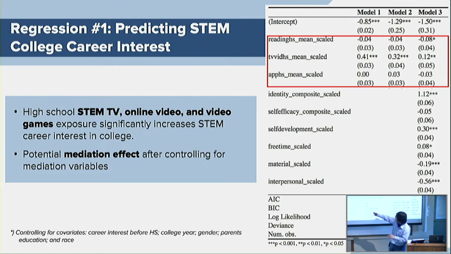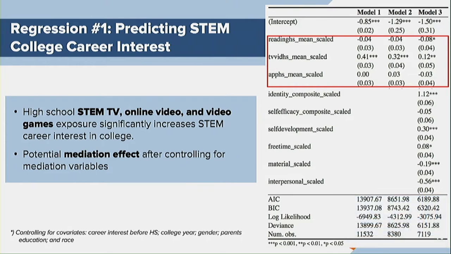So first, in the first regression model, we're trying to predict career interest, and we found positive predictors such as STEM TV watching, online video watching, and video games playing. They are positive and significant. Oh no, I'm sorry, they are negative. So watching a lot of TV and playing a lot of games actually have a negative effect on their STEM career interest. And interestingly, after we control for self-efficacy, self-development, and identity variables, the effect of these media activities fluctuates a lot. That suggests that maybe some of these covariates are actually intermediate variables that give us a mediation effect. That's what motivates us to explore a structural equation model approach later on.